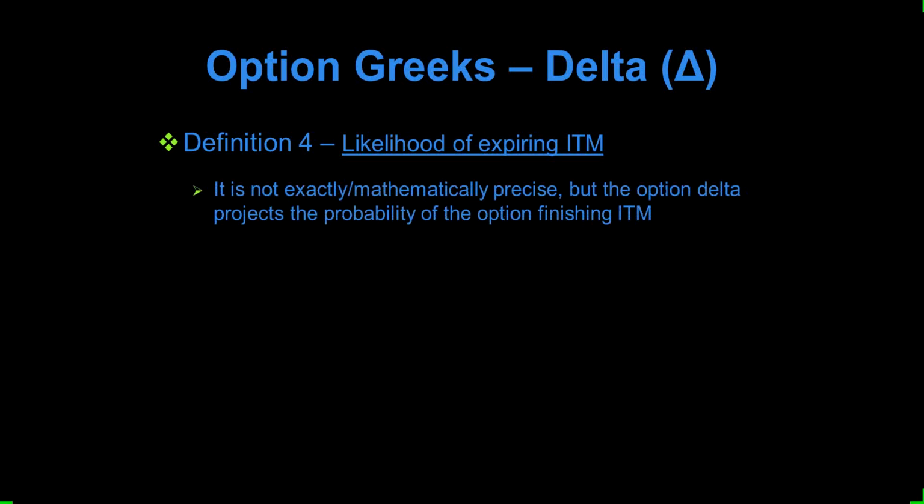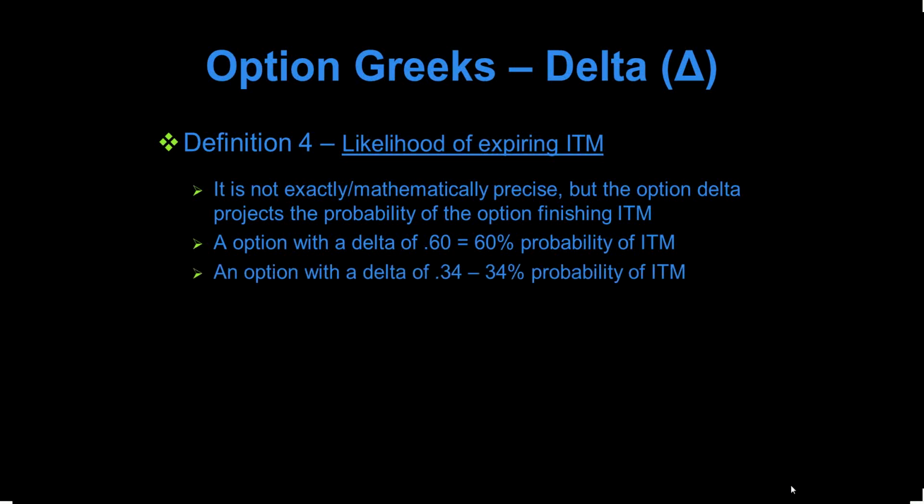Now, and then finally, the fourth definition. Remember I said the first definition, the price of the option contract going up per $1 move, that's probably the most common. The second most common is likelihood of expiring in the money. So it's not exactly mathematically precise, but an option delta projects the probability of an option finishing in the money. So an option with a delta of 60 has roughly a 60% probability of finishing in the money. An option with a delta of 34 has a 34%. So it's fairly simple, all right?